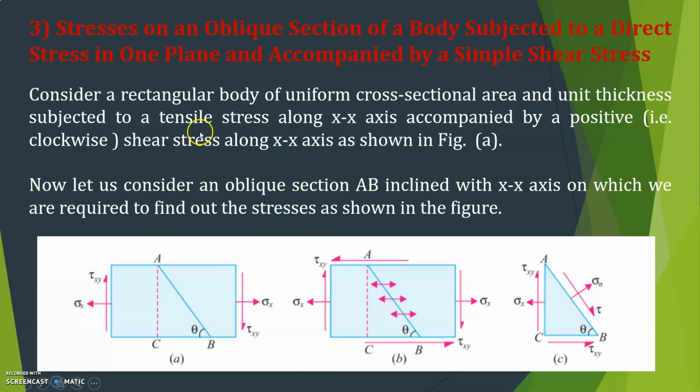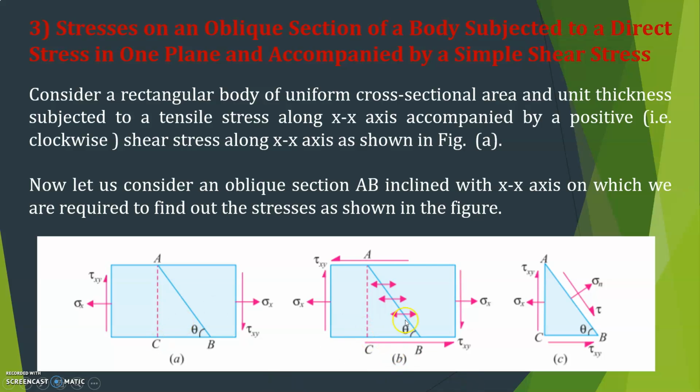Let us consider a rectangular body of uniform cross-sectional area and unit thickness subjected to a tensile stress along the x-axis, accompanied by a positive, that is clockwise, shear stress along the x-axis, as shown in the figure. You can see here an oblique section of the body, AB, and here the direct stress sigma x in the x direction. Along with that there is a shear stress also, tau xy.